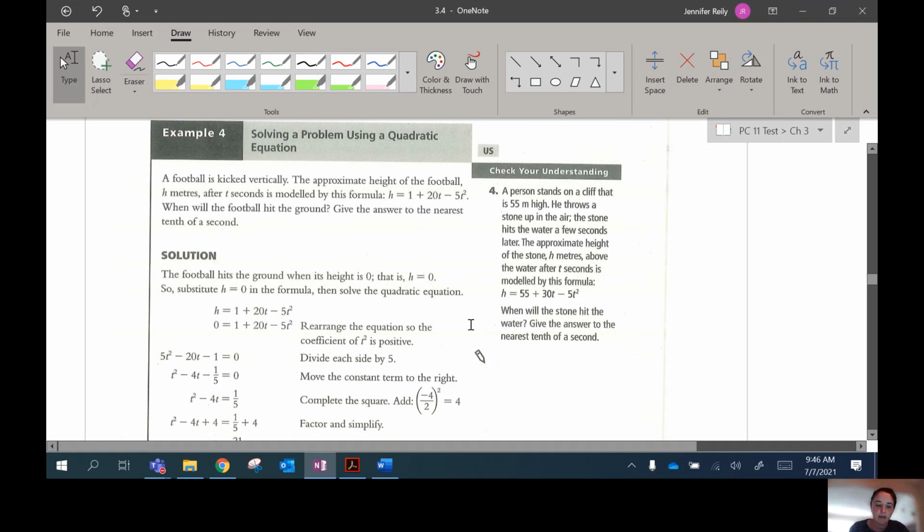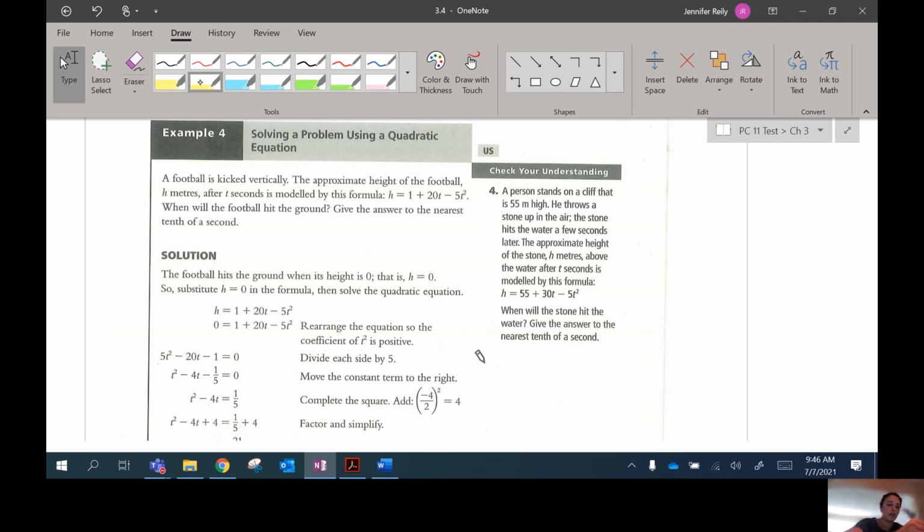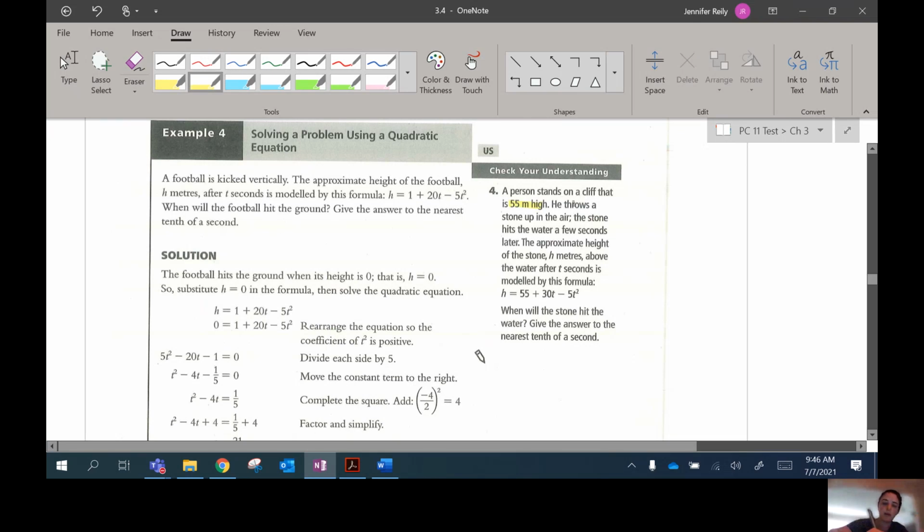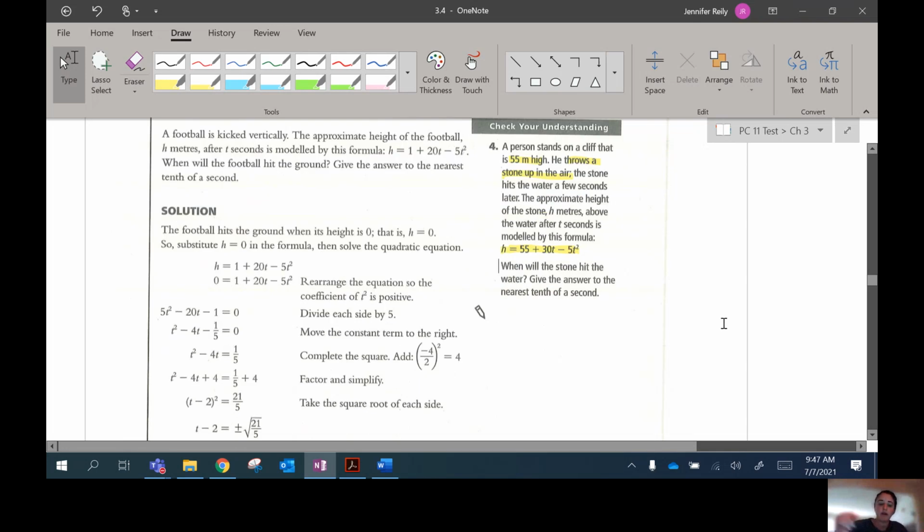So in this case, we're throwing a stone up into the air. We're standing on a cliff, and the cliff is 55 meters high. We throw a stone up in the air, and then it lands in some water. And so here's a little formula that models this scenario that's happening. And it says, when will the stone hit the water?